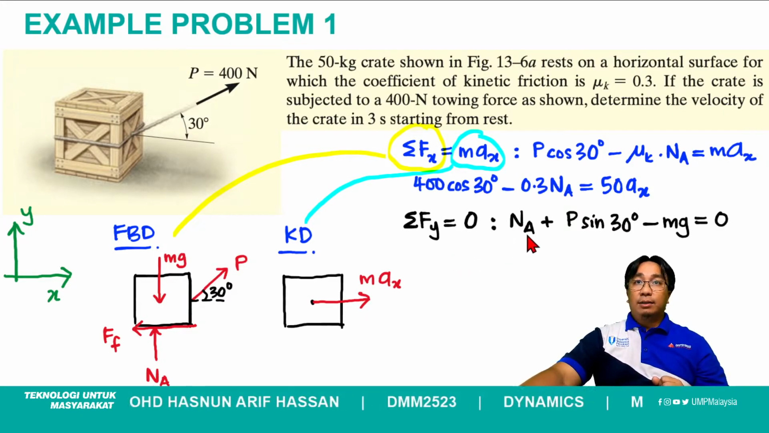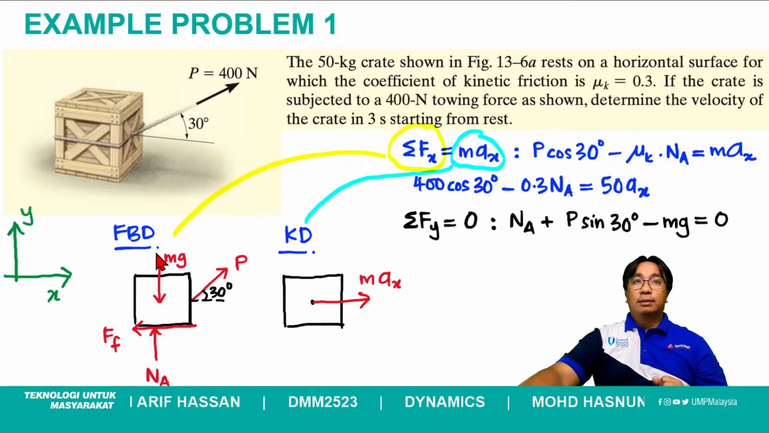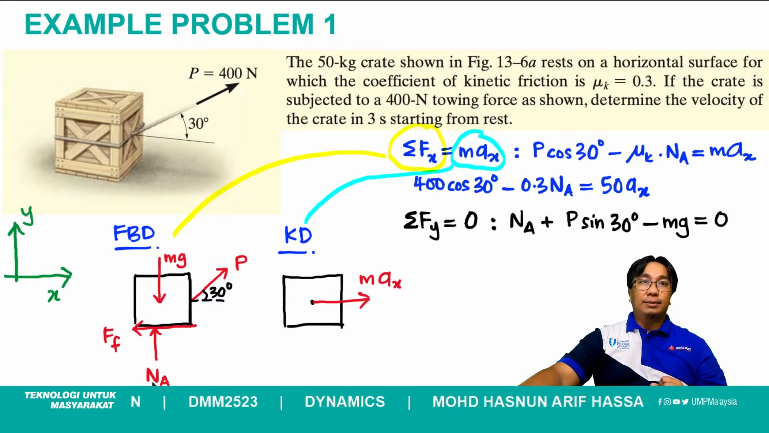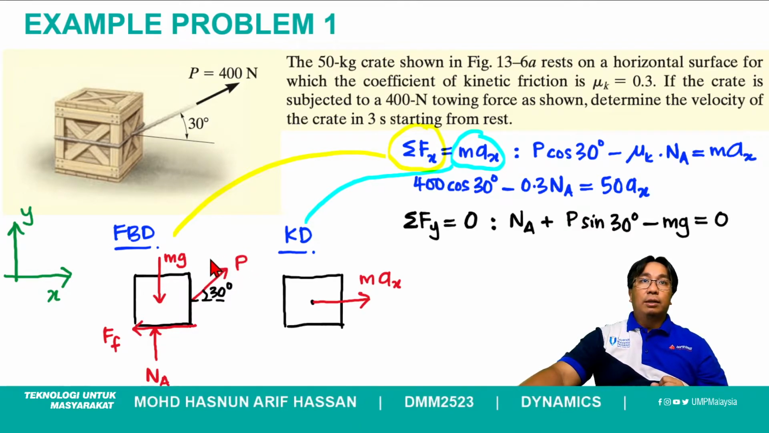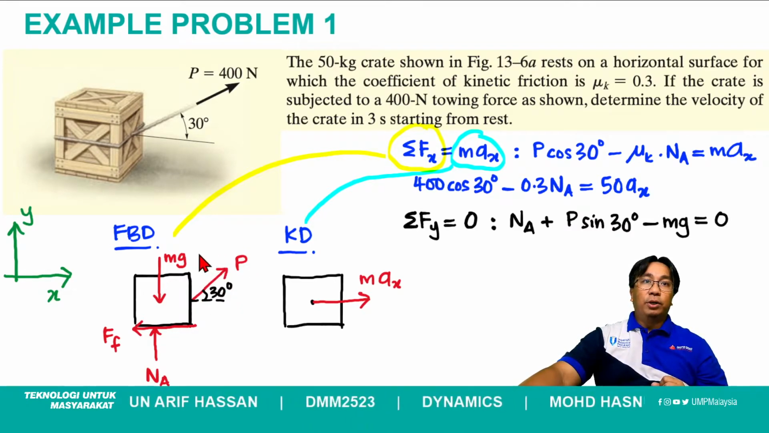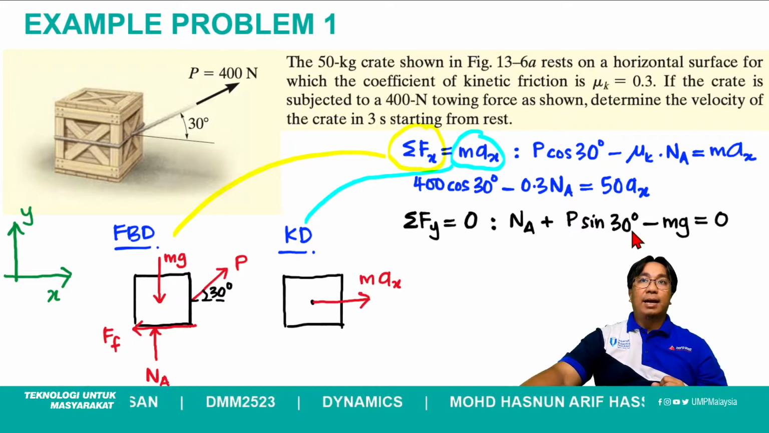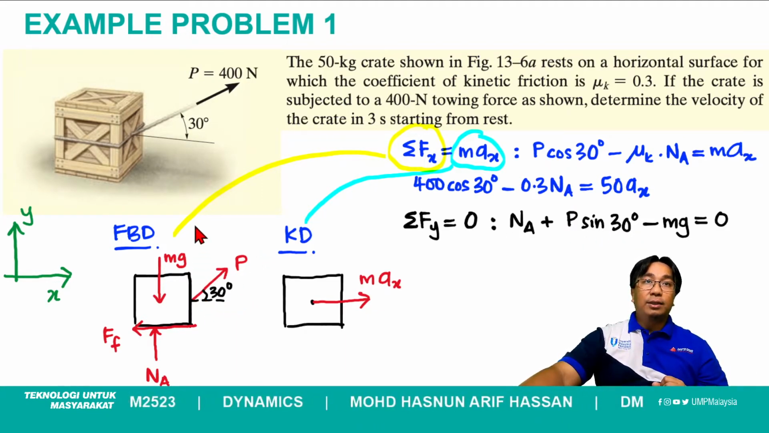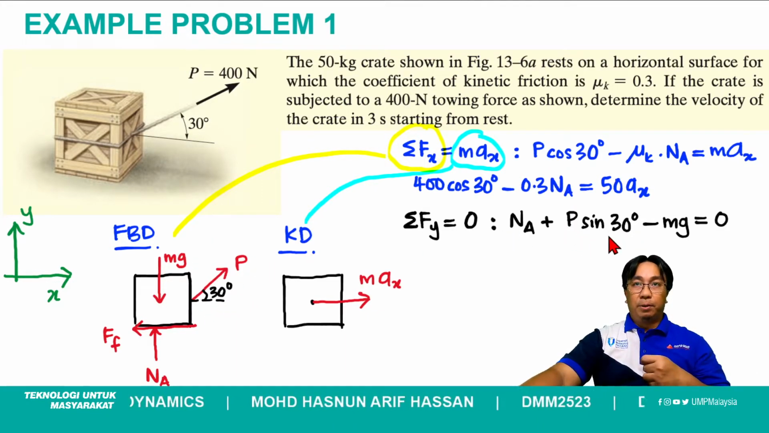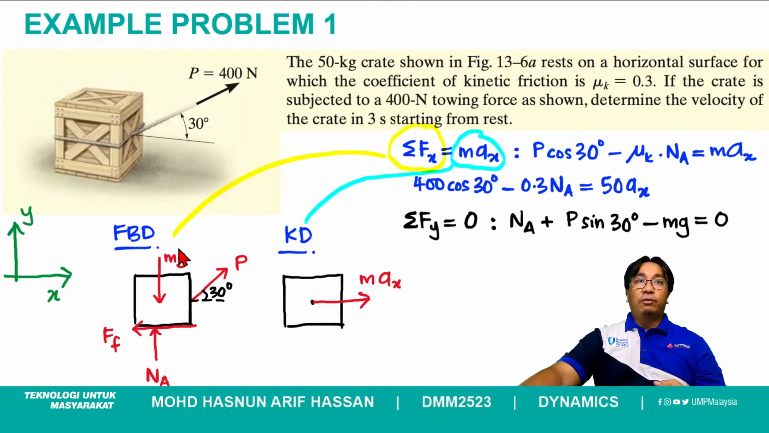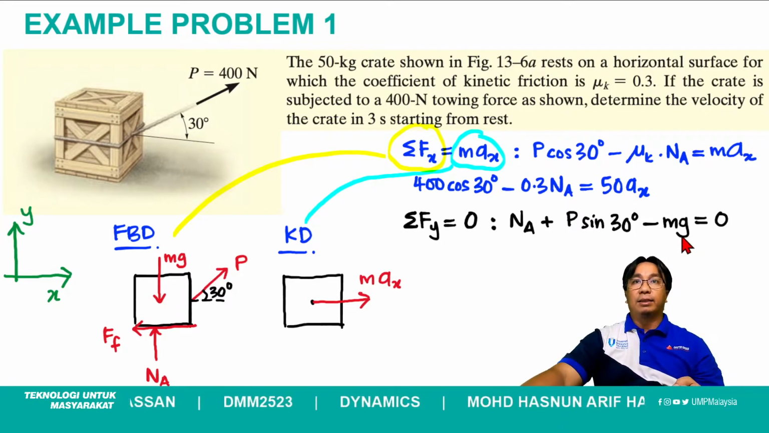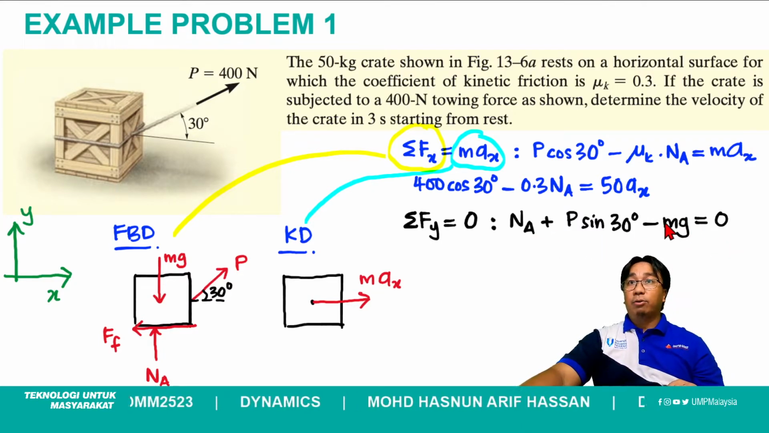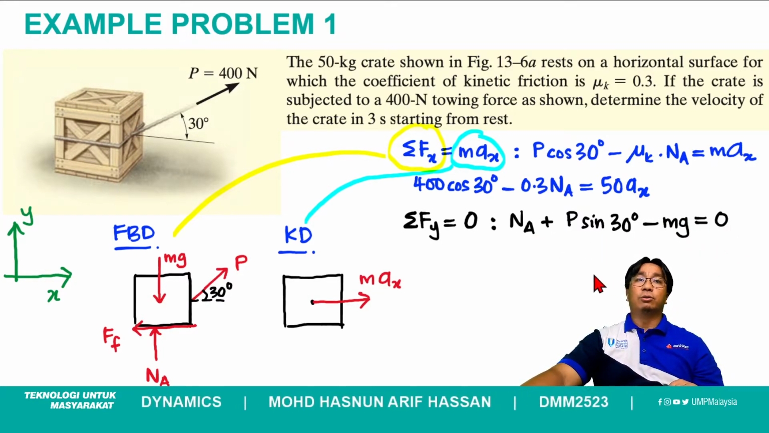Now you will take all the forces acting in y-axis. So you have normal force NA pointing up, positive. Then you have P component in y, which is P sine of 30 degrees pointing up also, which will be positive as well. And you have mg pointing down. So mg will be negative. So you write down all this equal to 0.